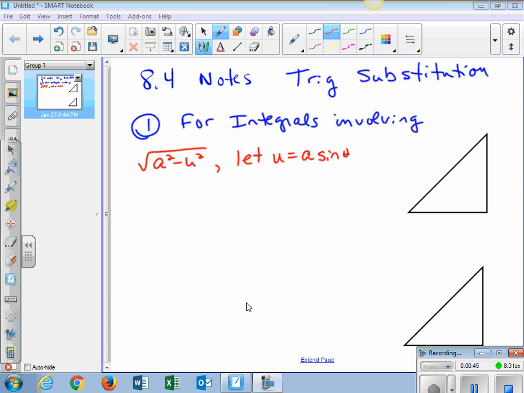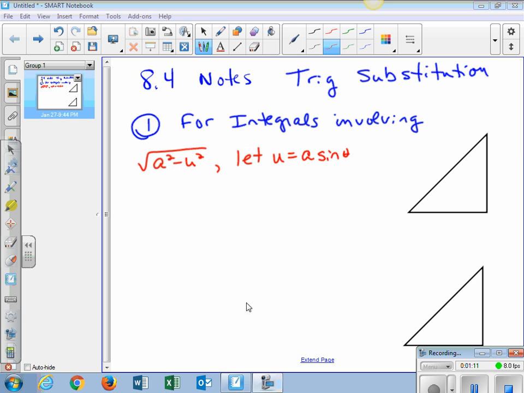Okay, so here are the rules in your notes. Looking at the first box, trigonometric substitution, it says right there for integrals involving the square root of a squared minus u squared, we're going to let u be equal to a sine of theta. Now that's just the standard thing that you're going to have to memorize, but what I'm going to do from there is a couple different things.